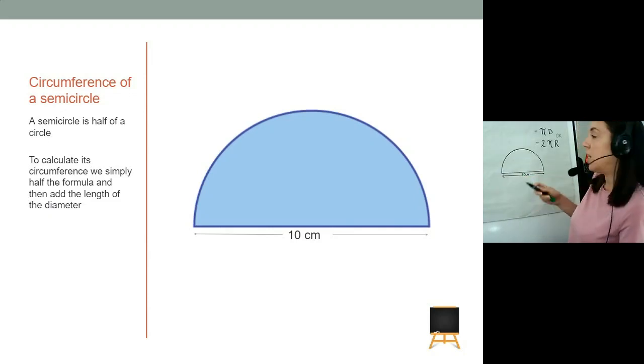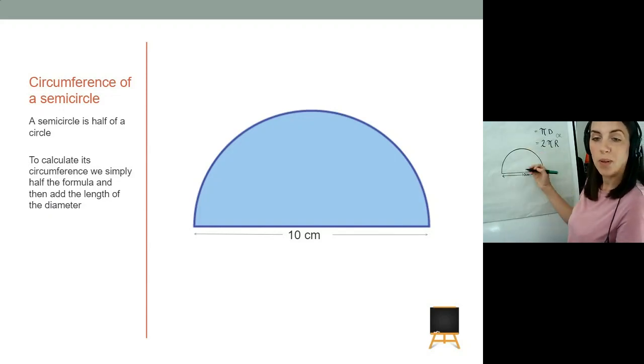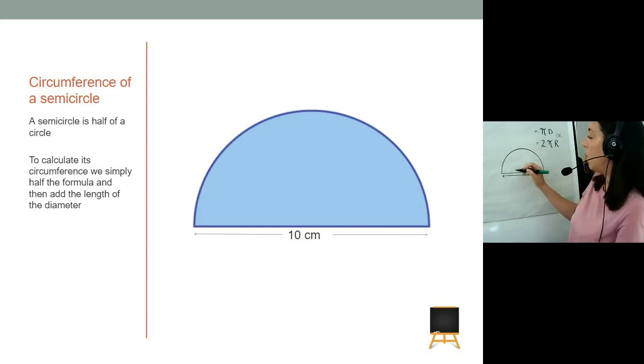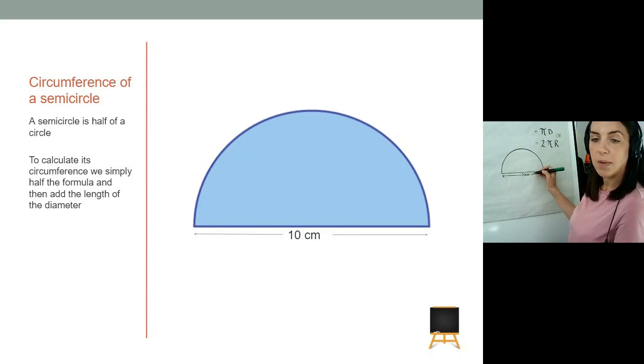So let's imagine this is a swimming pool. Would be nice, wouldn't it? We had a swimming pool that was a semicircle. We needed to calculate the measurement all the way around here and then across here as well. So the circumference of the semicircle is the distance all the way around.